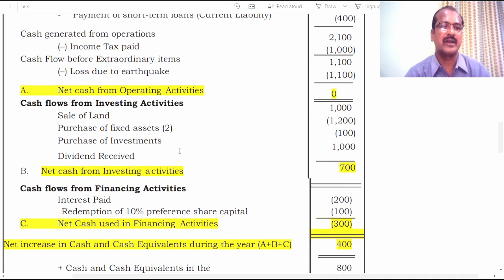The second category of cash flows is cash flows from investing activities. You might recall what I said with regard to sale of land. 1,000 lakh rupees is a cash inflow. Purchase of fixed assets 1,200 lakhs, which we found out through preparing fixed assets at a cost value. Purchase of investment 100 lakhs.